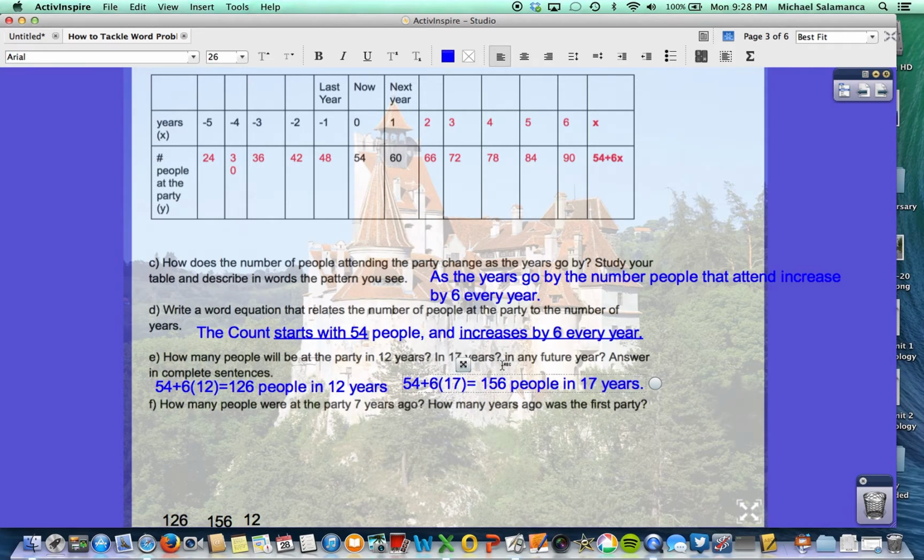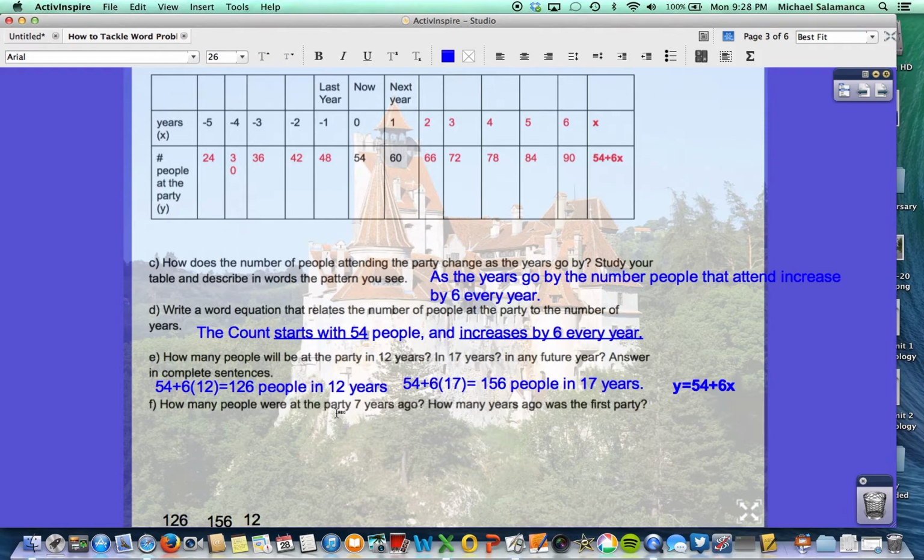Now the last part of this question, in any future year, is really important because in the previous two questions it talks about 12 years and 17 years. And in any future year, we don't know how many years that is. So we say we have 54 as our starting, plus 6 times our number of future years. And usually we say y equals, since it's our rule. And this is our rule for the given problem.